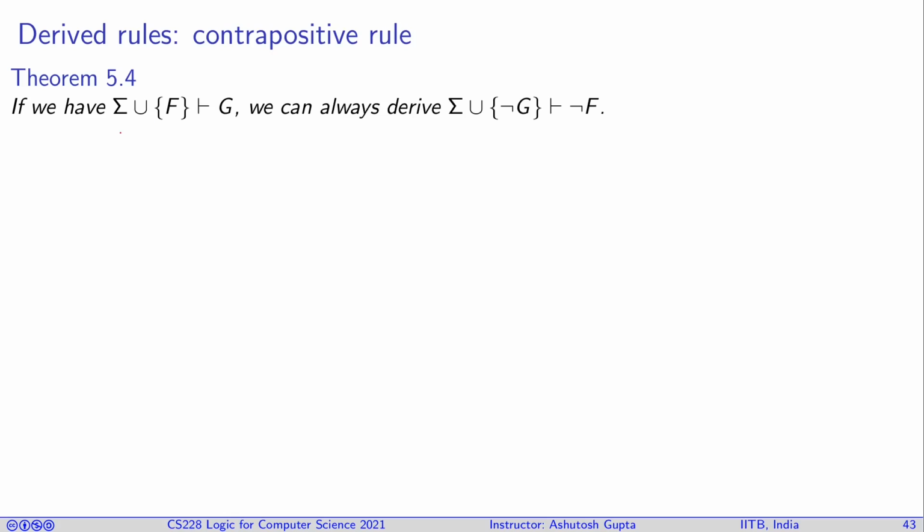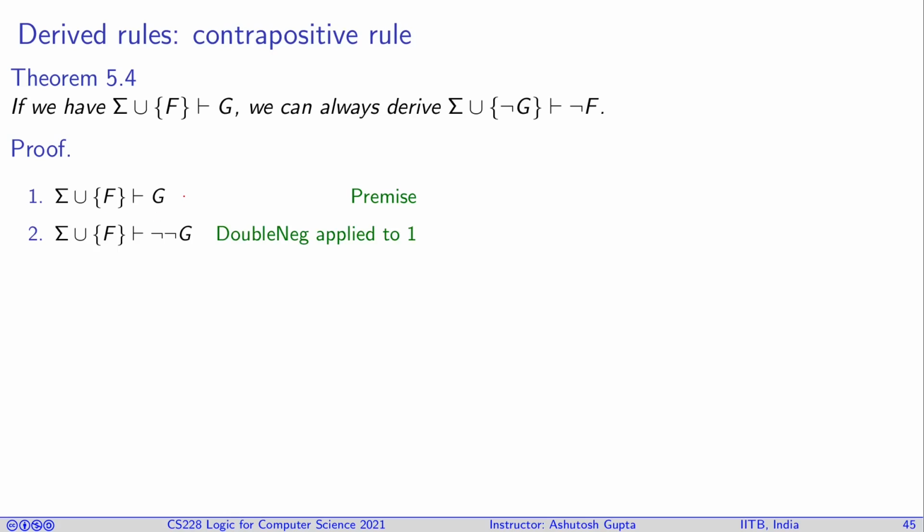So if you have proven sigma union f proves g, then you should be able to prove that sigma union not g, where the right hand side came to the left hand side, proves not f. Okay, so let's see how we can prove it. You have sigma union f proves g. You can just use double negation. And look, this is the first time you're using double negation. So you introduce double negation, you get not not g. Okay. So you can push f out to the right hand side, then f implies not of not g.